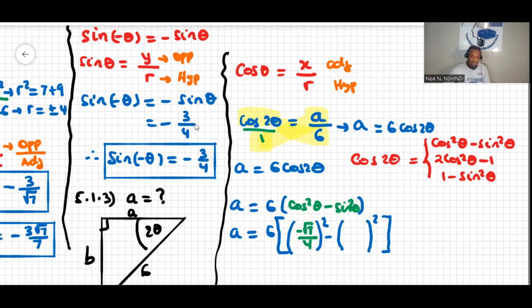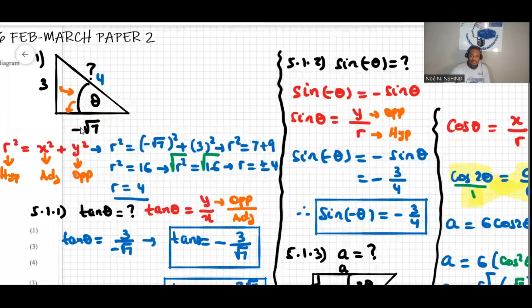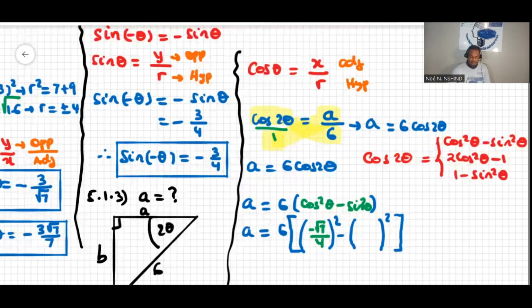If I look at my diagram over here, sin of the angle is opposite over hypotenuse. So 3 over 4. Actually, we did solve it somewhere over here. So opposite of the angle over hypotenuse 4. So this will be 3 over 4, and A will be equal to 6. I'm going to open brackets here. That makes 7 over 16 minus 9 over 16. And then we can work out the value of A.